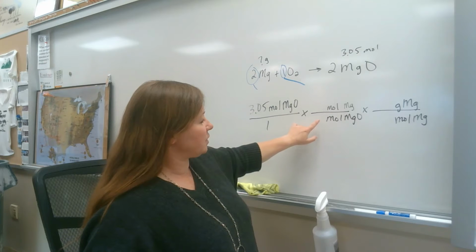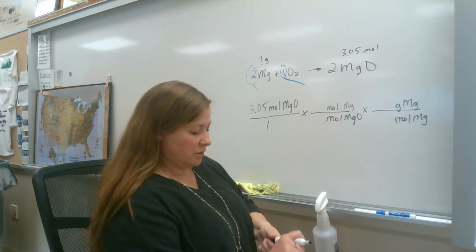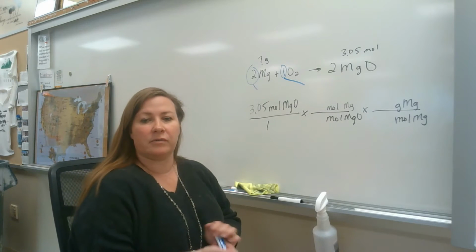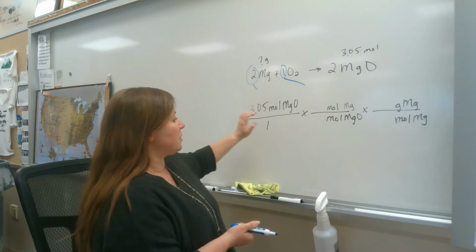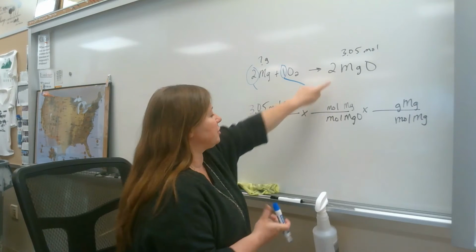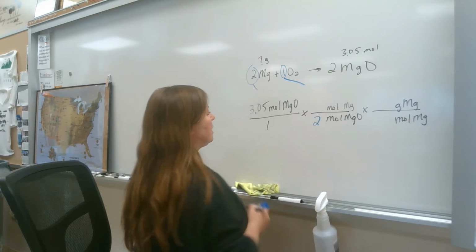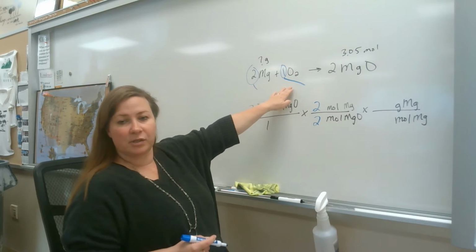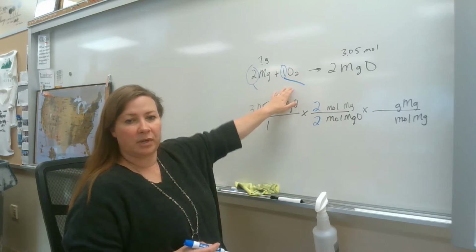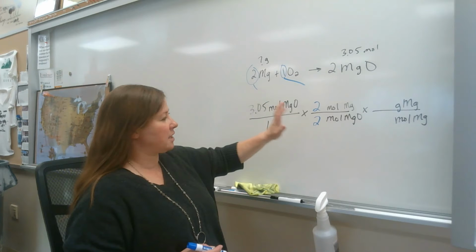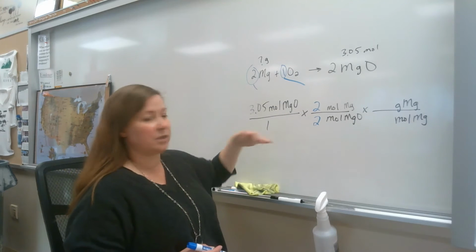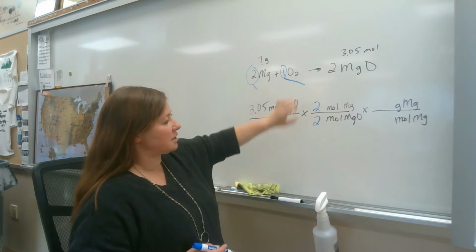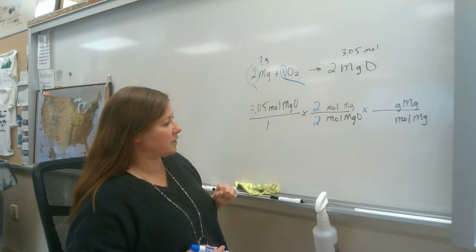The numbers for the conversions between moles and moles, just like in the last problem, come from the coefficients of the balanced equation. So for MgO, we have a 2, and for Mg, we also have a 2. Now oxygen is part of this reaction, but because it's not our starting or ending substance, we don't need to include that. So it's not that we skipped it, it's just that it's not necessary to include.